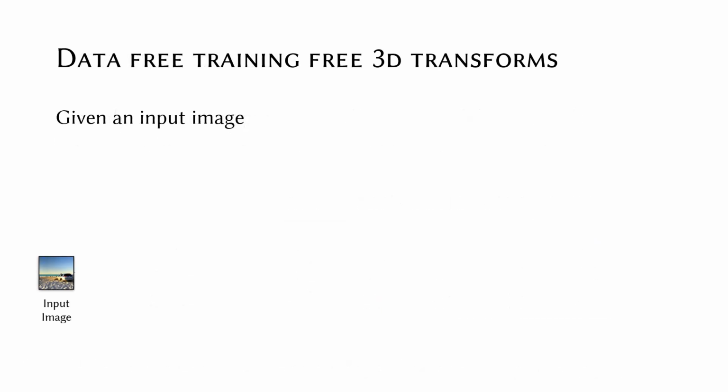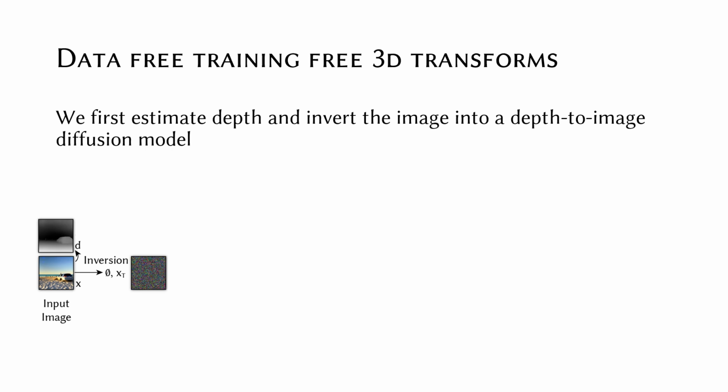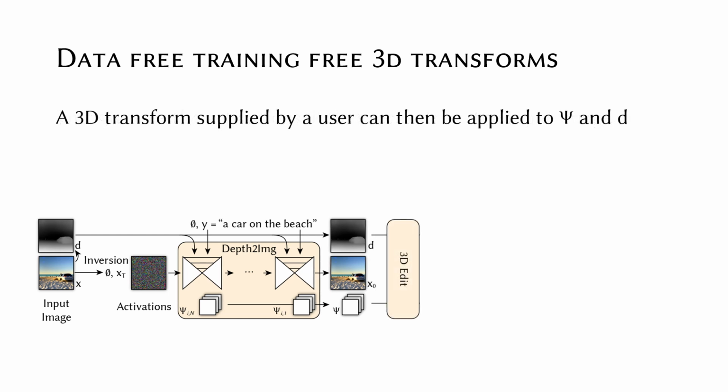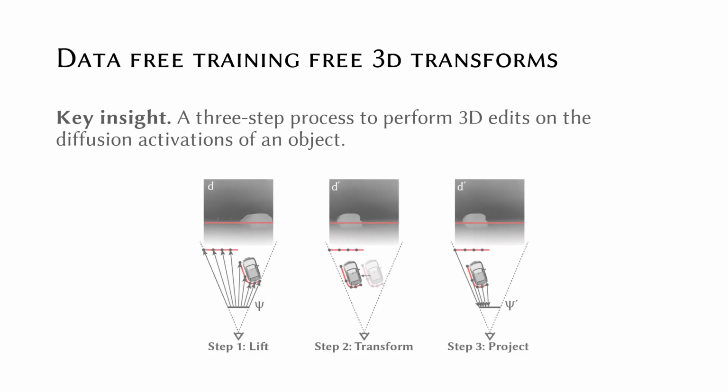Given an input image, we first estimate depth and invert the image using null text inversion into a depth-to-image diffusion model. This gives us the diffusion activations that the model uses to generate the object we want to edit. A user-supplied 3D transform can then be applied to the depth and activations. This is our key insight.